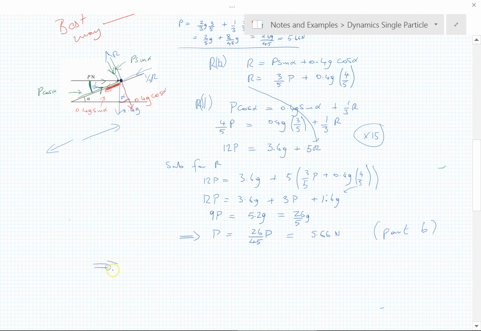So that gives us that R equals 3/5p plus 0.4g 4/5. I've just rewritten the formula, haven't I? Anyway, 3/5 times by 26/45g. Oh, that should be g there, shouldn't it? Of course.